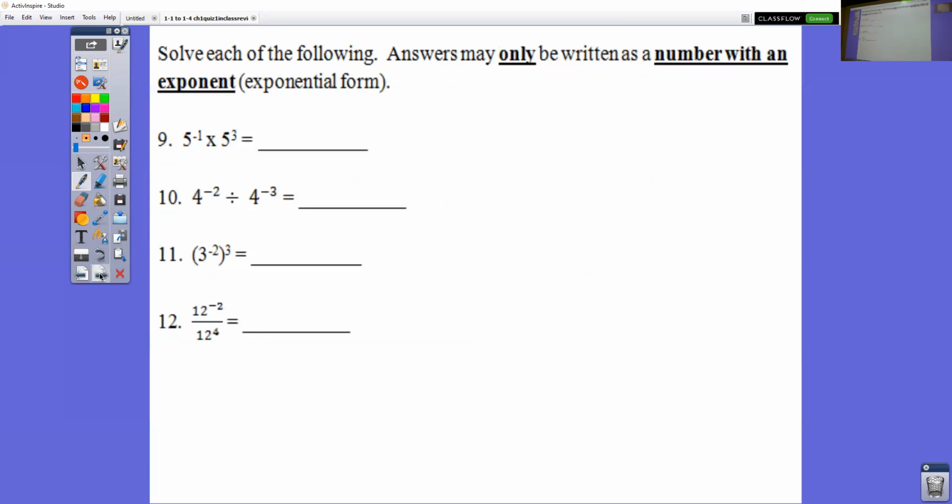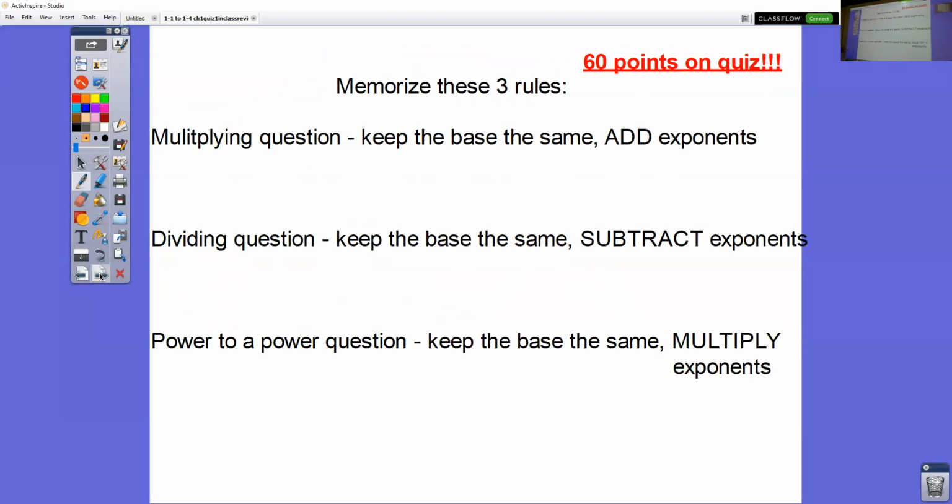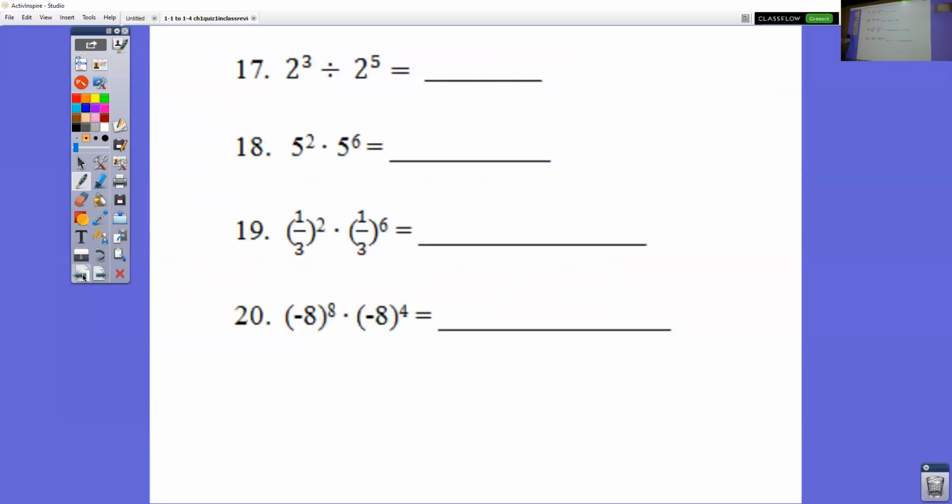In the next ones, you have to know the rules, all right? The rules that you need to know: when it is a multiplying question, you keep the base the same and you add the exponents. When it is a dividing question, you keep the base the same and subtract the exponents. When it is a power to a power question, you keep the base the same and you multiply the exponents.